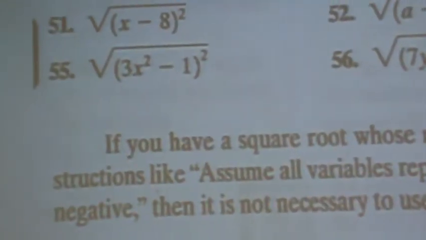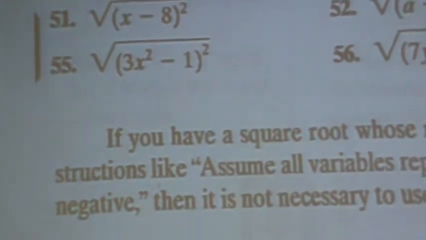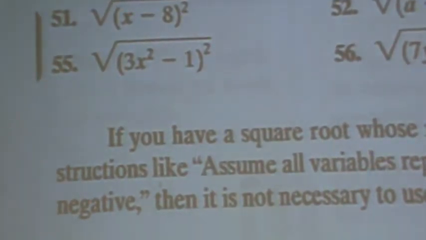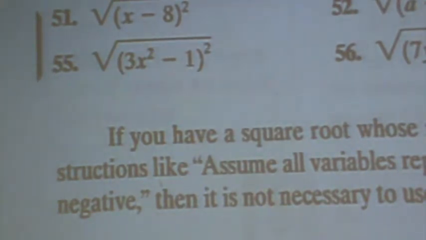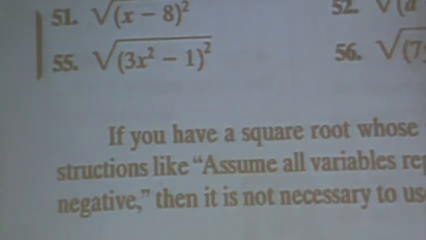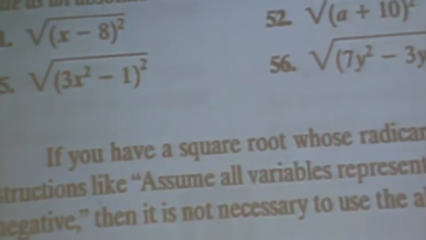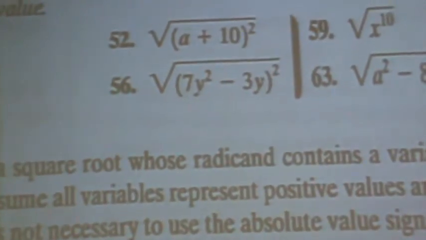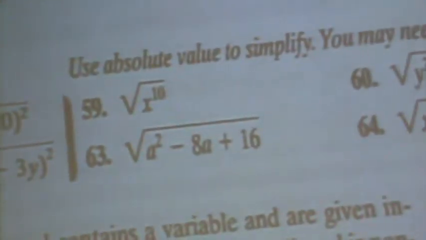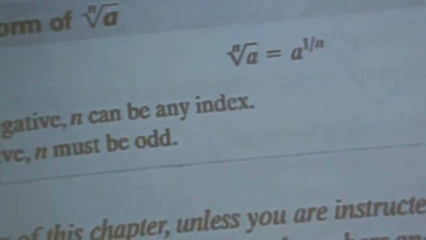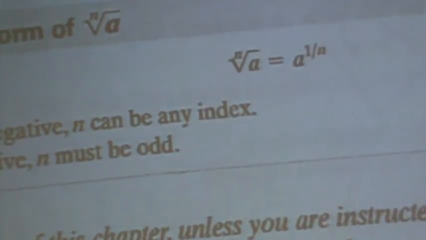51. The answer would be x minus 8. 52, 8 plus 10. 55, it'd be 3x squared minus 1. 56, it'd be 7y squared minus 3y. Don't be too concerned about these. Okay? That is the end of 7.1.